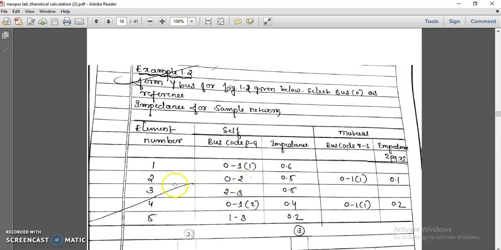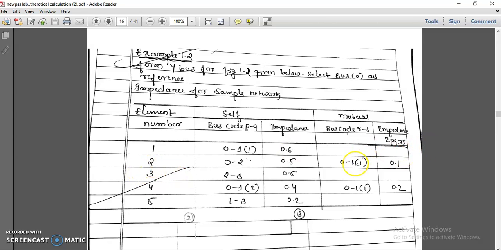While executing, it will ask if there is a mutual impedance. Yes, you type, and the respective impedance values you have to type. It will ask the second number, mutual impedance is there, what is that you have to write? Self impedance also is there. Mutual impedance element number it will ask, write 1 and the respective value.